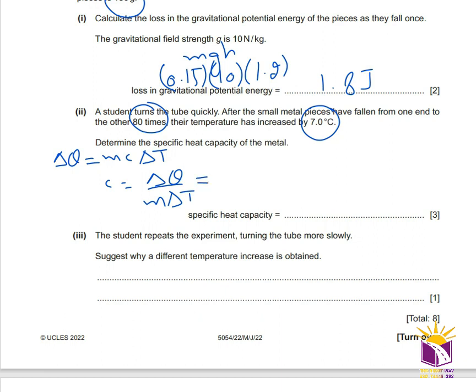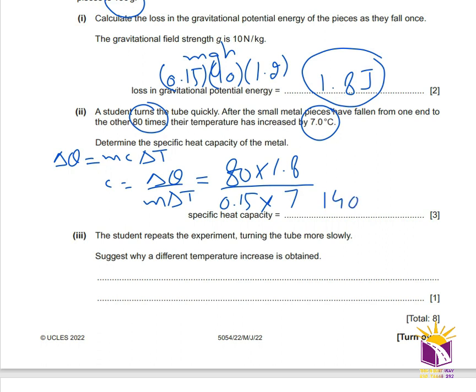Here, as we have done this 80 times, it will be equal to 80 times the change in energy. The change in energy is 1.8 because each time the energy changes by 1.8. So in 80 times, the energy will be 80 times 1.8, divided by mass, which is 0.15, multiplied by the change in temperature, which is 7. By solving it, you will get 140 joule per kg per degree centigrade.